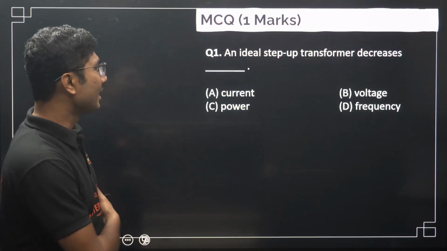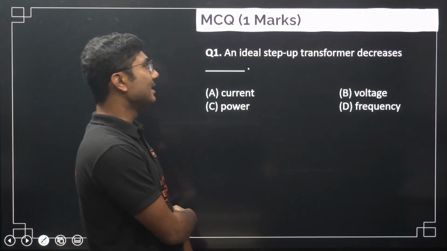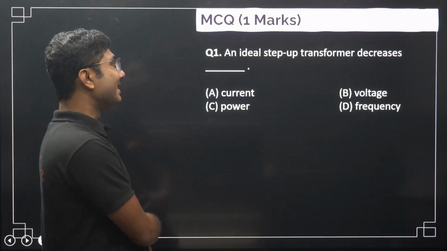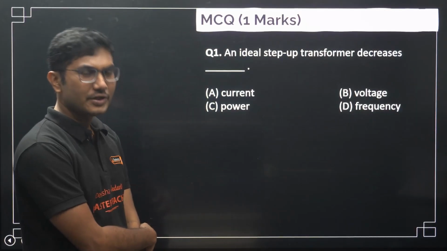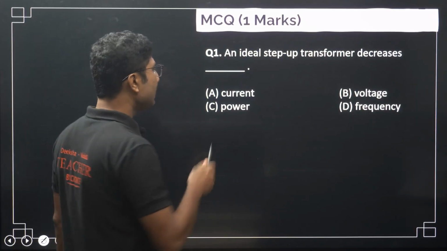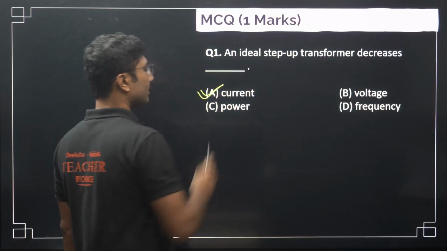Now let's start with the MCQs. An ideal step-up transformer decreases current. Step-up transformer increases voltage, so that means current has to be decreased, so it decreases the current.